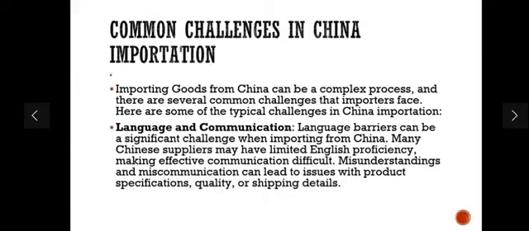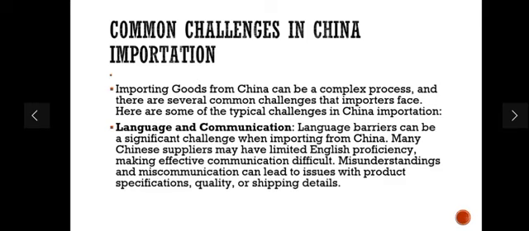Now, each business has its ups and downs. So we're going to look at the common challenges that we face in China importation. Importing goods from China can be a very complex process, and there are several common challenges that importers face. Here are some of the typical challenges in China importation. The first one is language and communication. Language barriers can be a significant challenge when importing from China.